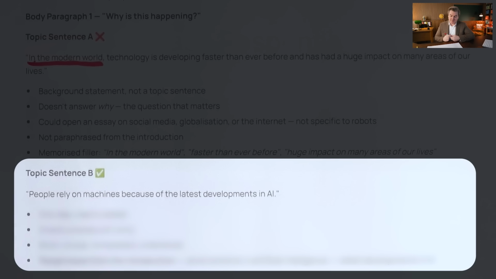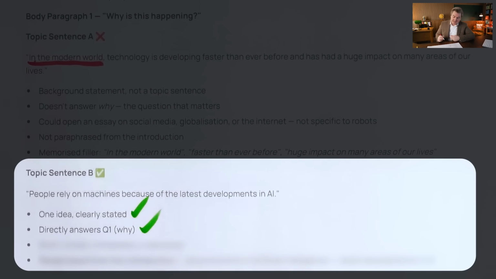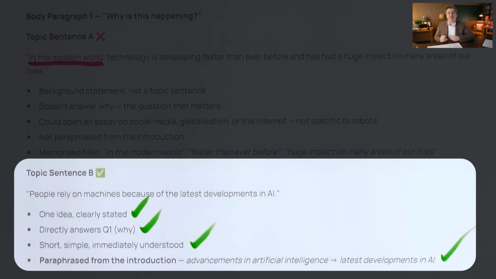People rely on machines because of the latest developments in AI. One idea directly answers question one. It is immediately understood by the examiner, and it is paraphrased from the introduction.